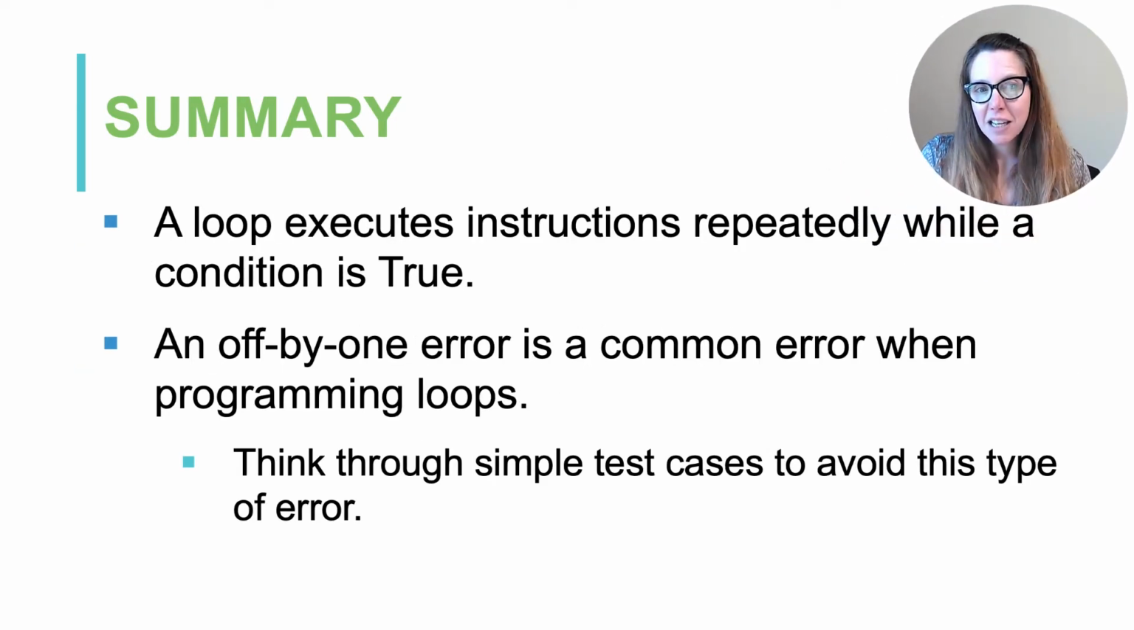A loop is an example of a piece of code that executes instructions repeatedly so long as a condition is true. We looked at off by 1 errors, a common error that happens when programming loops. To avoid off by 1 errors, consider some simple test cases and hand trace your way through the code to make sure that you avoid this type of error.